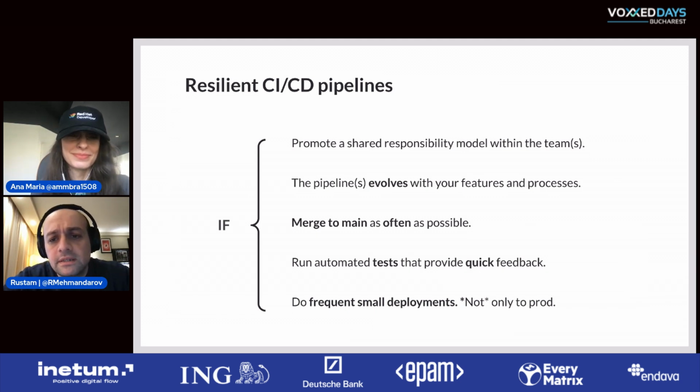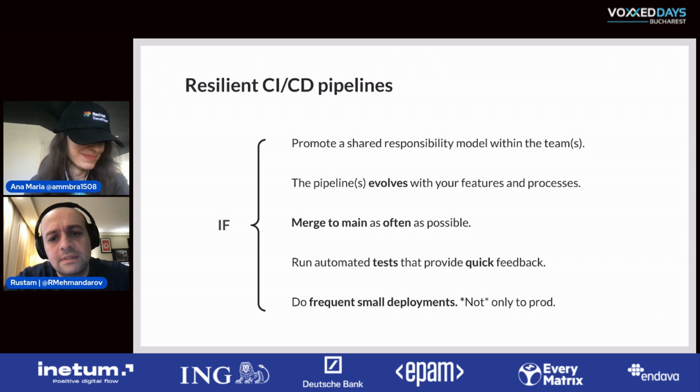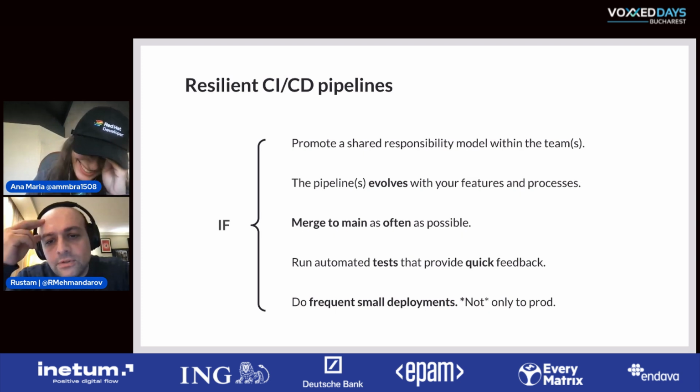The other thing is that, like I said many times, the pipeline will evolve with your features and processes. Merge to main as often as possible. So do not do crazy feature branches that live forever and ever in different parallel universes and realities, because if you've seen enough sci-fi, you know that when you merge different universes and parallel realities, things collide, things go bad. And this is what happens in CI/CD pipelines. Now I managed to put sci-fi into a talk about CI/CD. Congratulations to me.